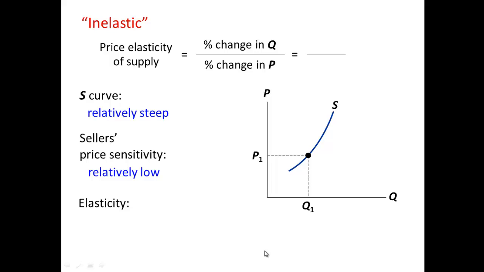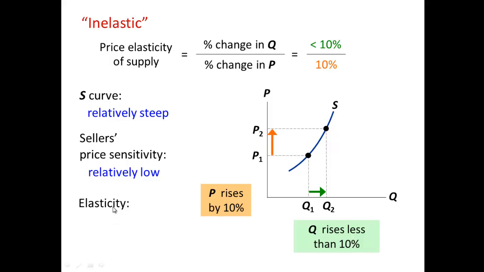We move from perfectly inelastic to inelastic, and when we do so, what we find is that the change in quantity is less than the change in price. That means that our price elasticity of supply, that ratio, is going to be less than 1, meaning it's going to be a decimal. So if you see a decimal, then again, that means it's inelastic, which means that no matter what the change in price is, we're not going to see much change in quantity.